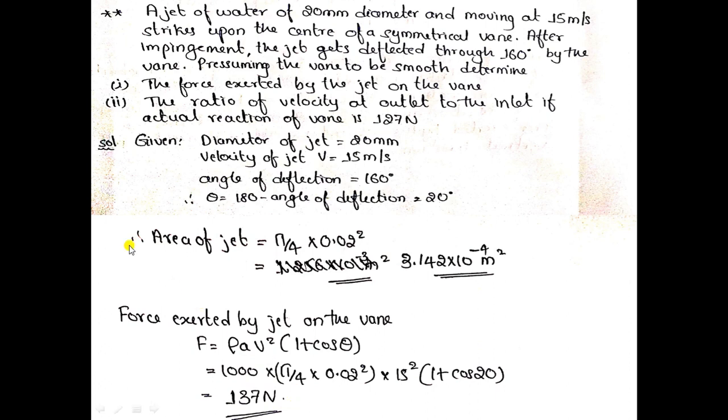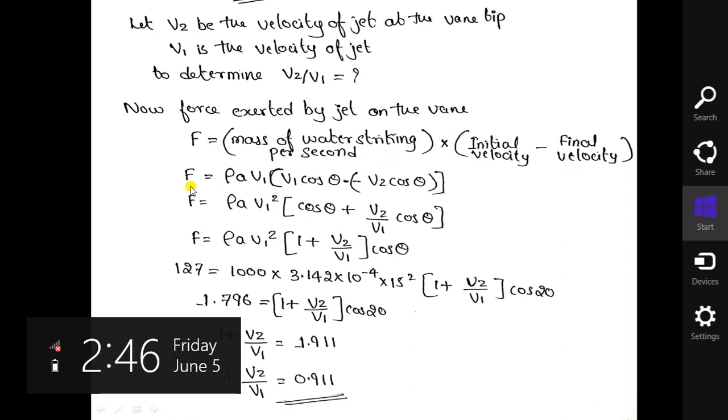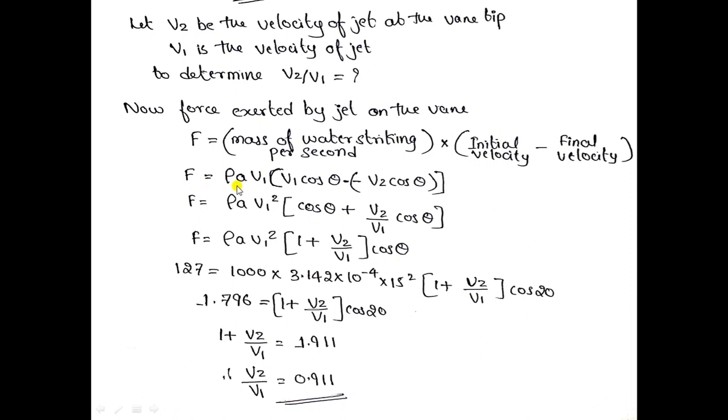So let us find the ratio of velocity at outlet. Now let V2 be the velocity of jet at vane tip, V1 is the velocity of jet. We need to determine the ratio of V2 by V1. So force exerted by the jet on the vane by using first principle, it is mass of water striking per second into initial velocity in the direction of jet minus final velocity in the direction of jet. So if we simplify, it is F equals rho a V1 into initial velocity is V1 cos theta and final velocity is minus V2 cos theta.